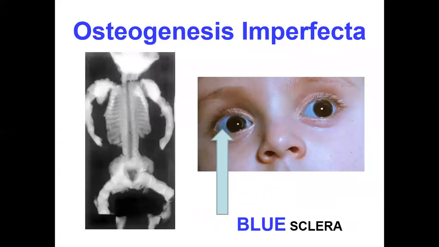Osteogenesis imperfecta. Blue sclera: due to defect in the collagen in the sclera, the posterior choroid is seen as blue colored.